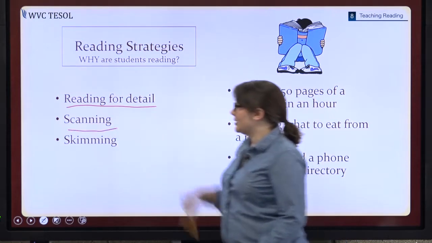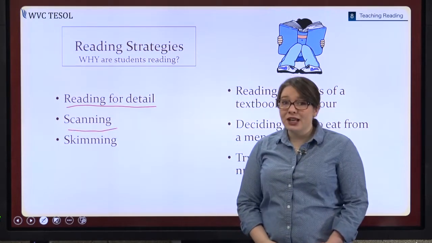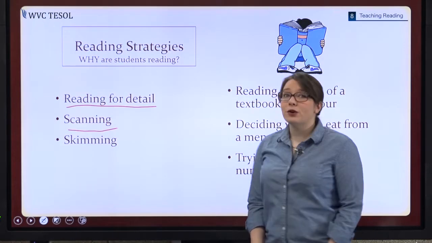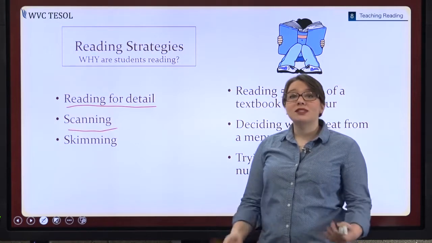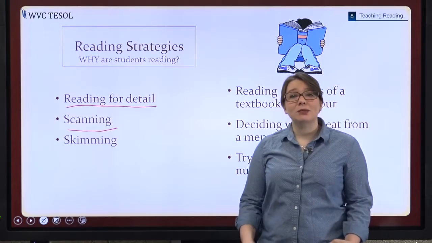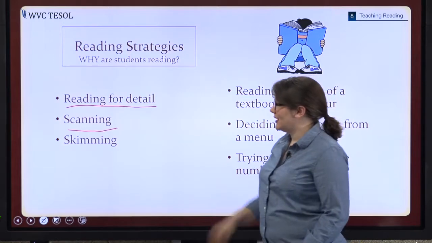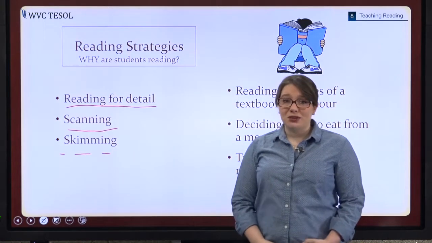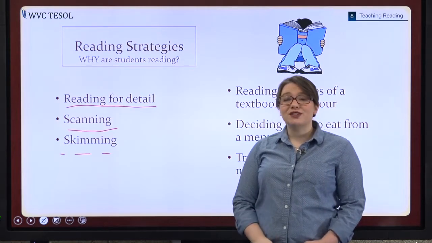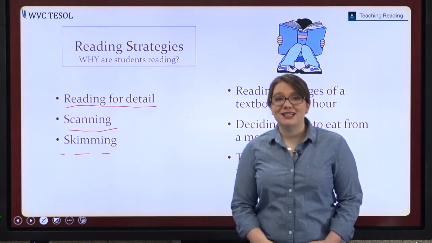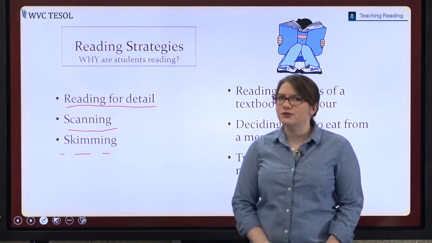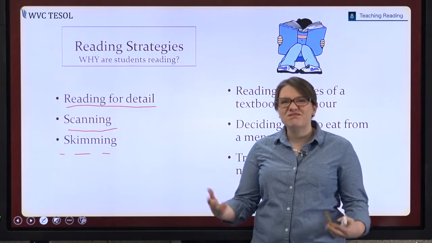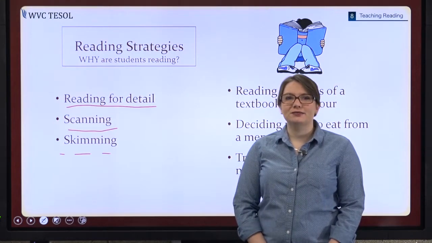Scanning. When we're scanning a reading, that means we're looking for something specific, like a phone number or how somebody does something, someone's name, someone's age. And skimming. When we're skimming a reading, that means we are trying to find the overall idea of something without reading for detail. We're quickly going through something just to understand the big idea.